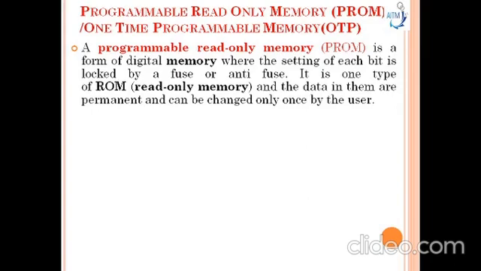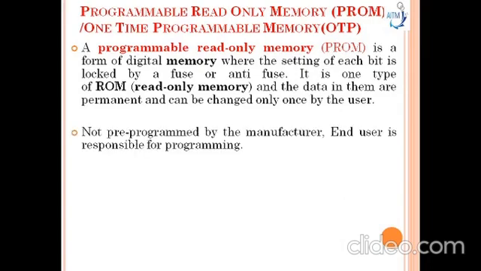This PROM is a way of allowing a user to code a program using a special machine called a PROM programmer. This machine supplies an electrical current to a specific memory region or cell in the ROM, which effectively blows a fuse in it. This process is known as burning the PROM. Since only one time is allowed to modify it, this process leaves no margin for error. It is not pre-programmed by the manufacturer, and the end user is responsible for programming.